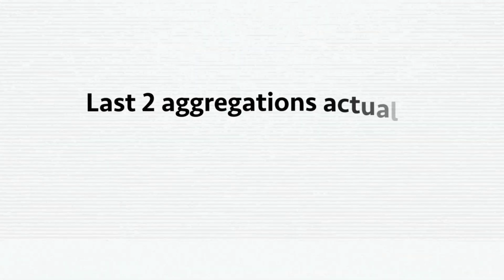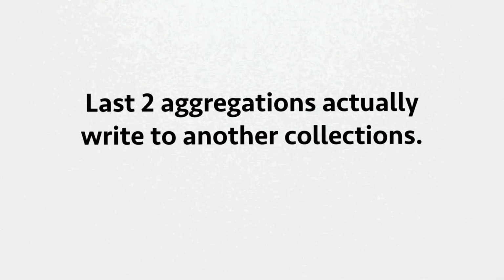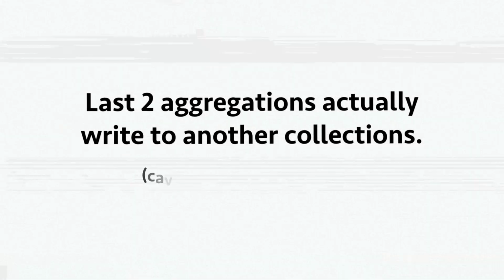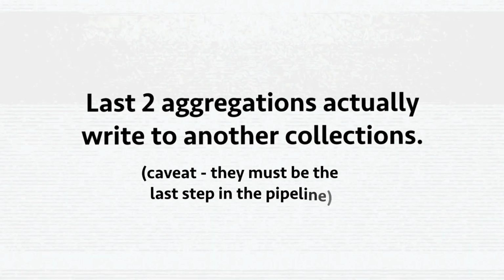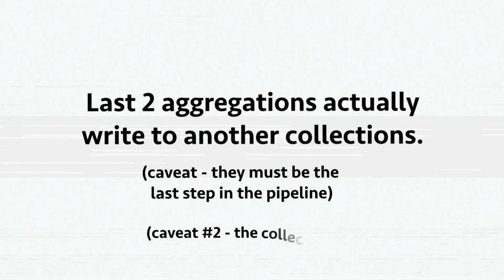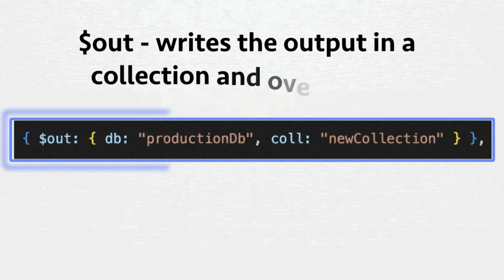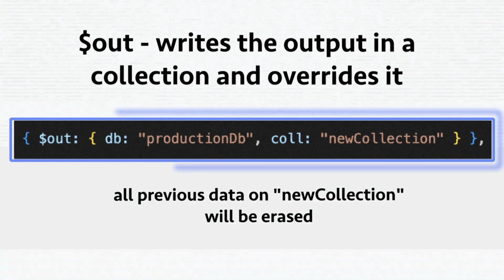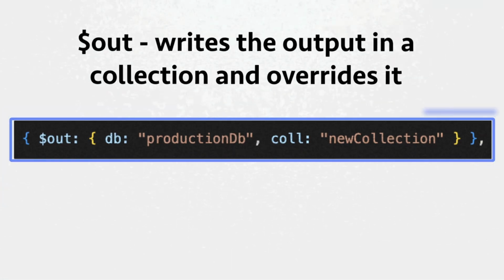Now the last 2 aggregations are the modifier aggregations and they write to other collections. The caveat here is that they must be the last step in the pipeline. Another caveat is that the collection will be created if it doesn't exist. The first one is out, which writes the output in a collection and overrides it, so all previous data will be erased. There are 2 fields to specify.